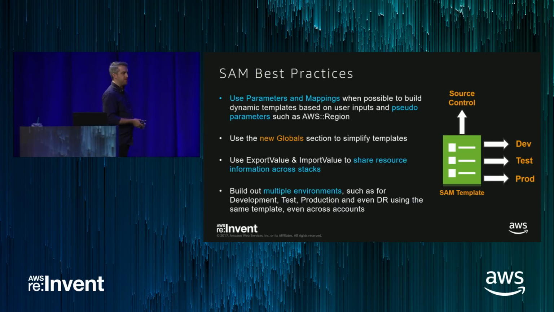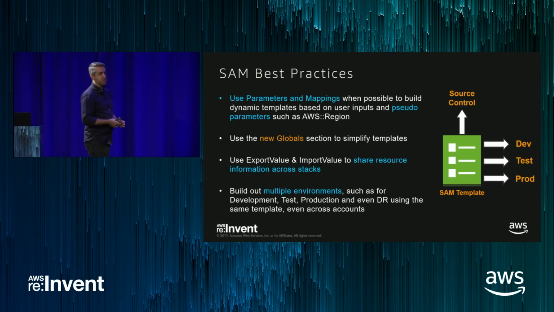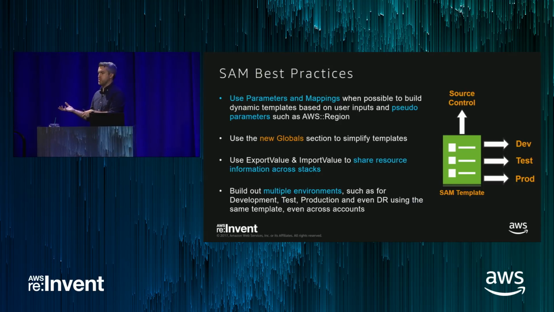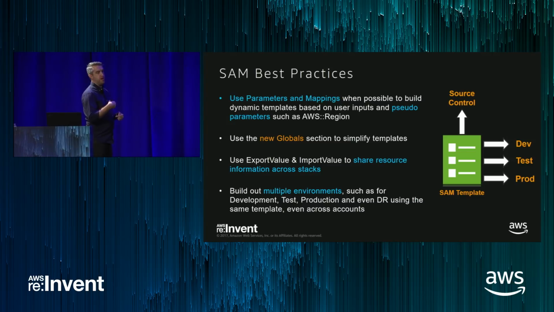In terms of SAM, a couple of best practices here. Look at using things such as parameters and mappings as much as possible to build as much dynamicness inside of your templates. And the new global section helps with this as well. You also want to think about how you can use the capabilities of CloudFormation, such as export value and import value, to help glue together things inside of your stacks.